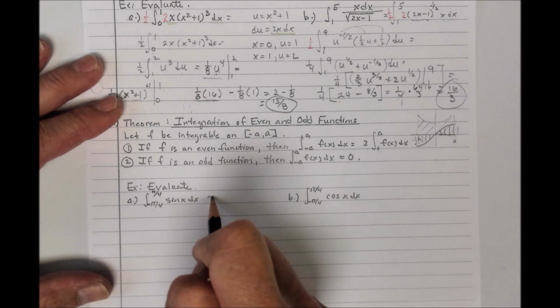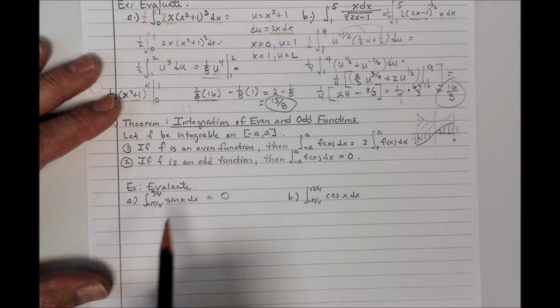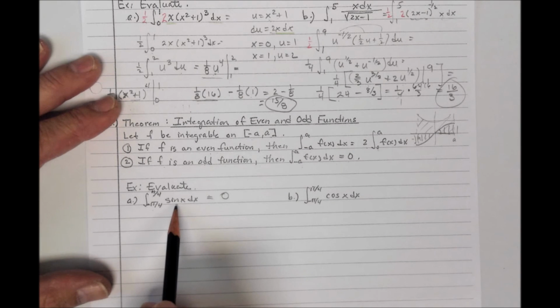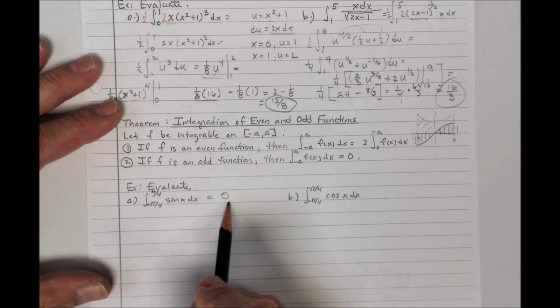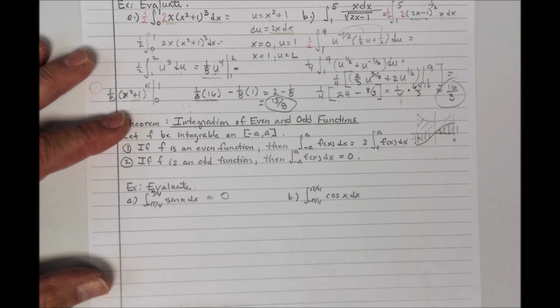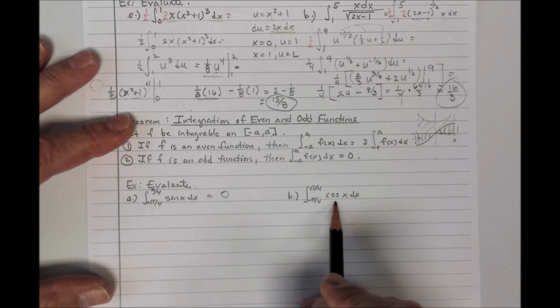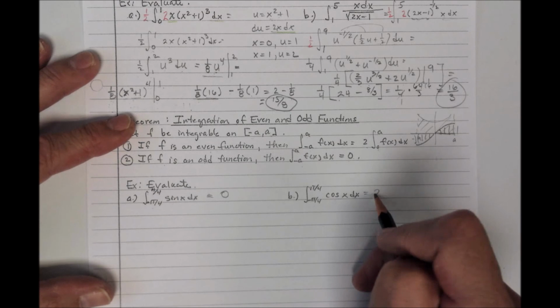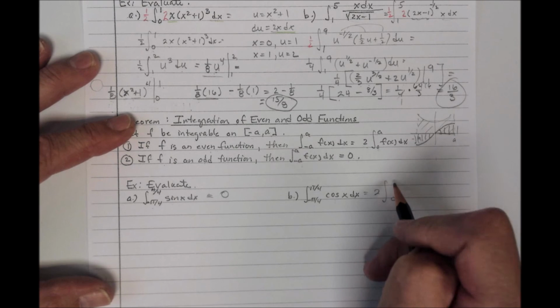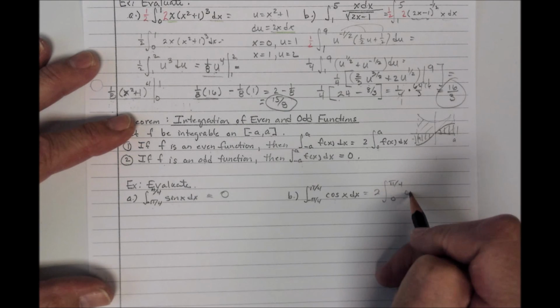I don't have to go through all the steps. I could. I can integrate sine of x. It's negative cosine x. And then evaluate it from negative pi over 4 to pi over 4. I don't need to. I'm going to get 0. You can check me. And then for this one, that's an even function. I'm going from negative pi over 4 to pi over 4. This is the same as 2 times the integral from 0 to pi over 4 of cosine of x dx.